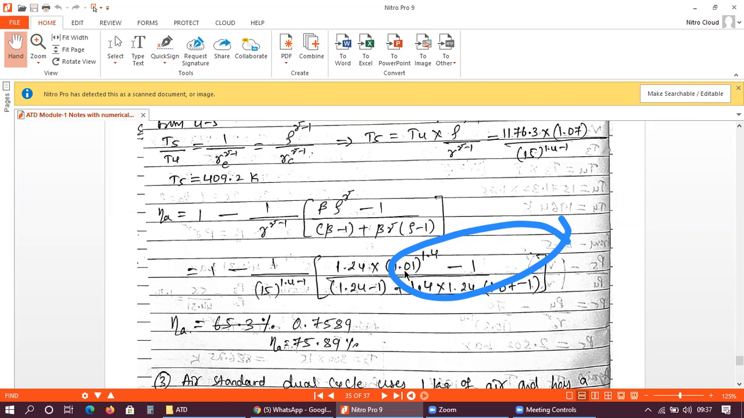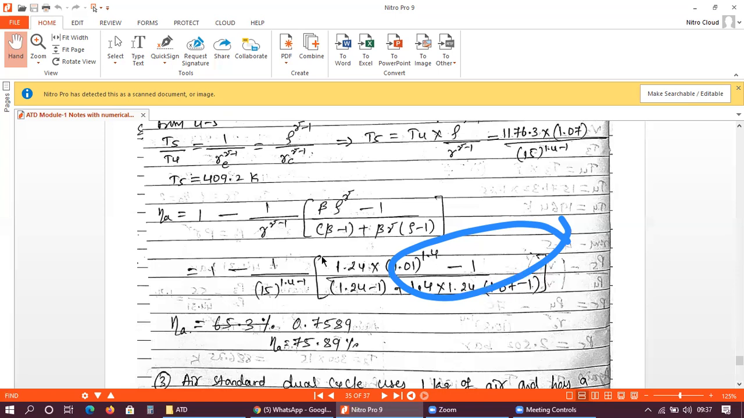It is 1.01 raised to gamma. Gamma is 1.4 minus 1, whole divided by 1.24 minus 1. Beta value is 1.24 into gamma, 1.24, right? So I have written beta and I have interchanged these values. You can see here beta and gamma. First I have written for gamma and second for beta, multiplied by rho, the value of rho is 1.07 minus 1.